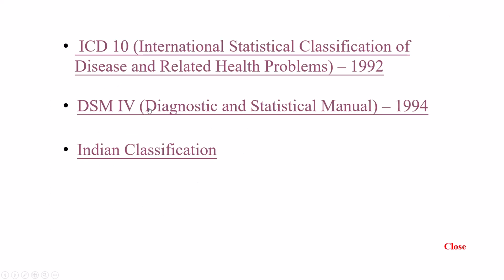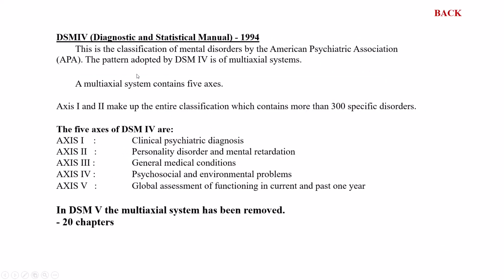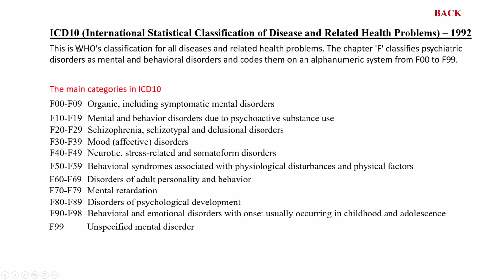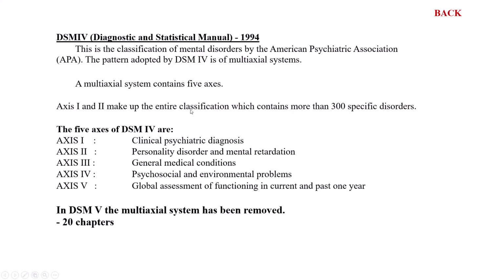Next we can see DSM-4. In DSM-4, there are different axes. In ICD we said chapter F was for mental disorders. Here, mental disorders are classified based on axis 1, axis 2, axis 3, axis 4 and axis 5. Under these they have mentioned many different types of disorders. ICD is based on the WHO classification, while DSM is based on the American Psychiatric Association.